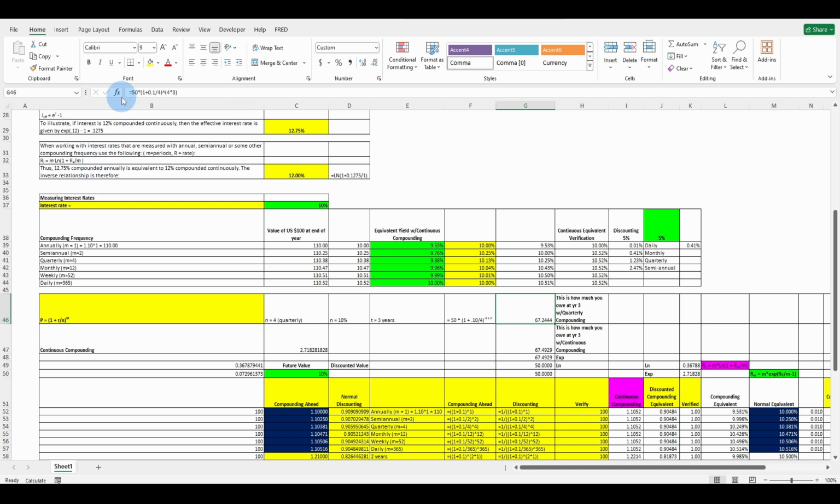So we went $50 times 1.04. So we have a compounding deal. We went 50 years, compounded quarterly. This is how much you owe at year 3 with quarterly compounding, based on $50. This is how much you owe at year 3 with continuous compounding. All I did was follow the same steps as I did up here. Then I just used EXP. I just hard coded it.